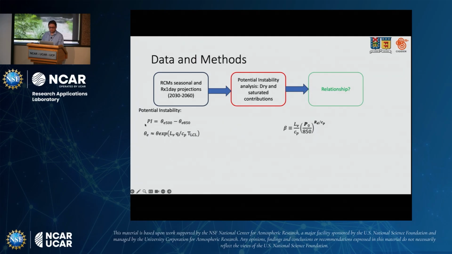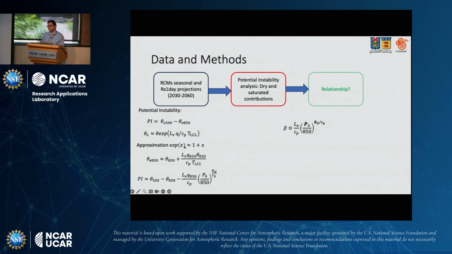So first, we have an approach that was used by Filippo Giorgi in 2016 in the European Alps, and this is the potential stability. It is the difference between the equivalent potential temperature in the high atmosphere and the low atmosphere. If you have a negative value, you have an unstable atmosphere. You can use an approximation to expand the virtual equivalent potential temperature, and some approximations of math that are very common in meteorology. You can expand this expression, and then if you neglect the humidity effect in the upper atmosphere, you can move from this expression to this one.